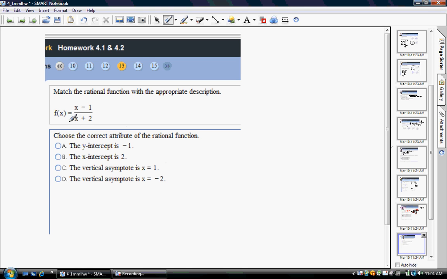Well, we know the vertical asymptote is where it's undefined, where the denominator is 0, and x plus 2 is equal to 0 when x is negative 2. So part D is the true statement. How could I determine the x-intercept? Let's just double check that, and the y-intercept if we wanted to find those.